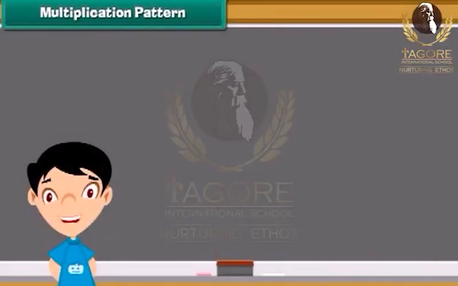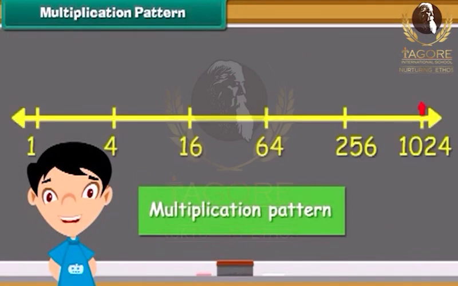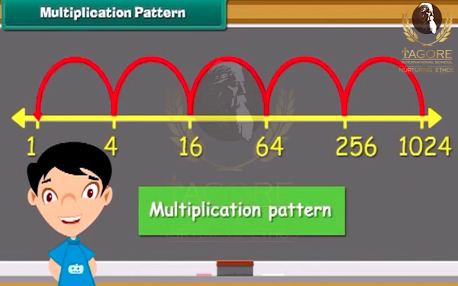The pattern followed is called multiplication pattern. In this pattern, the next number is obtained by multiplying the number by 4.